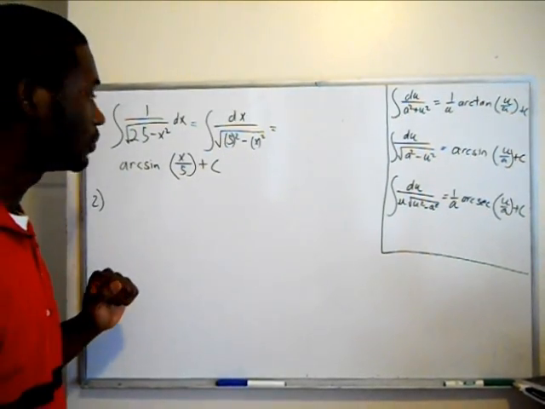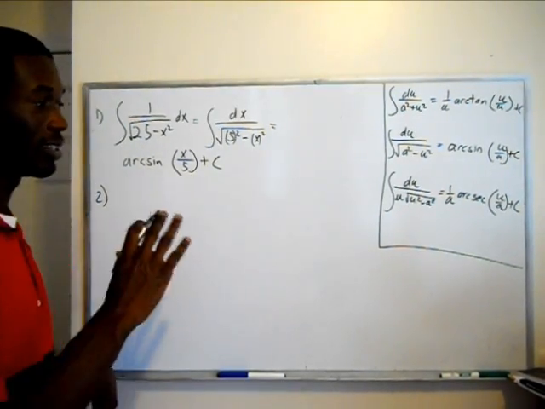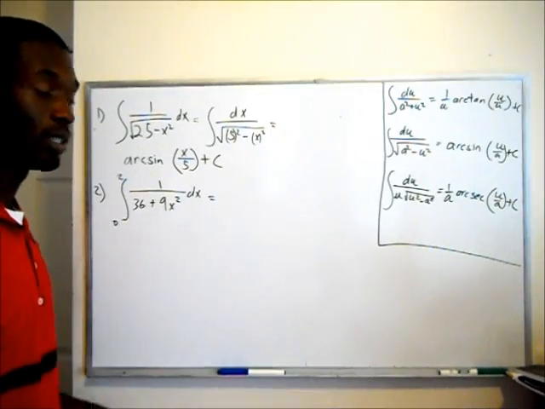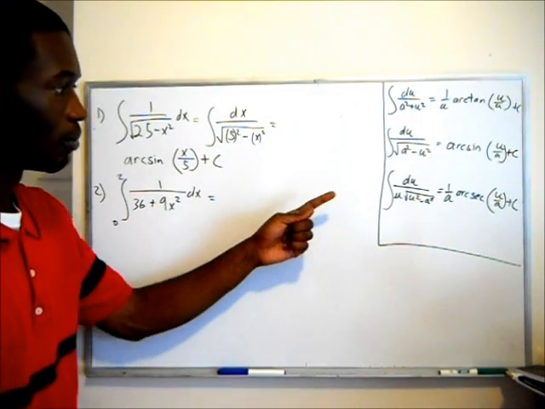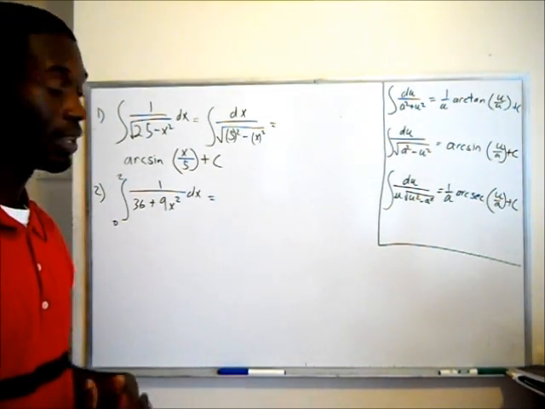For number 2, I'm just going to give you some basic ones to get you warmed up so that you can easily spot them early. So this is number 2. In the denominator, we have a sum. So it most closely resembles number 1. So it's probably going to be arctan.